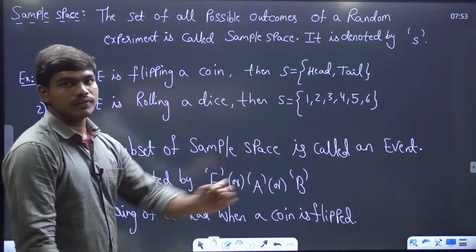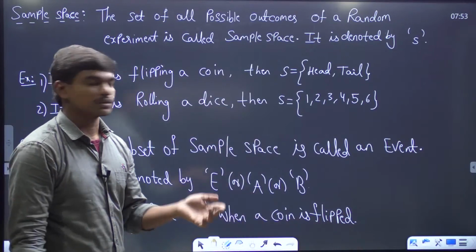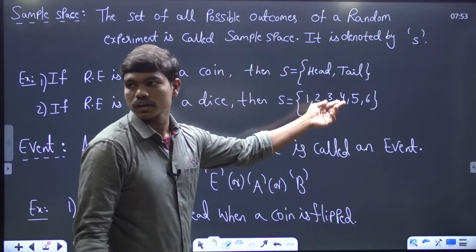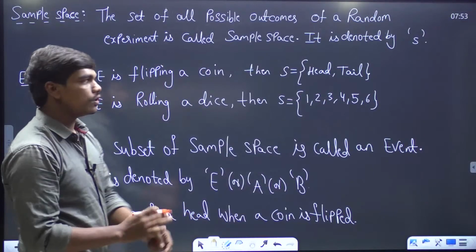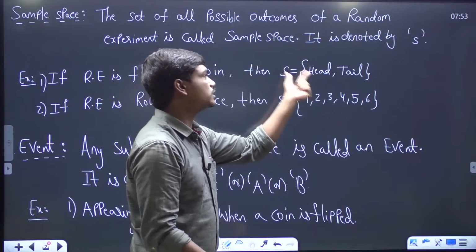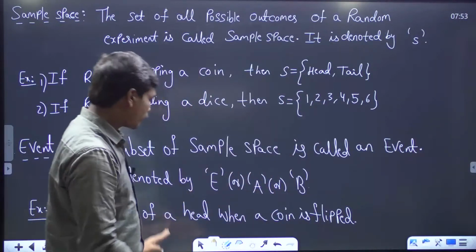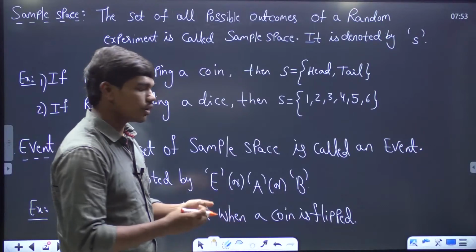Okay, so basically when you flip a coin, you have two possible outcomes. What are they? Either head or tail. But out of this either head or tail, if you call the occurring of a head, then this head is a subset of this sample space, correct? So occurring of a head is an event. Similarly, you can call any of the events.